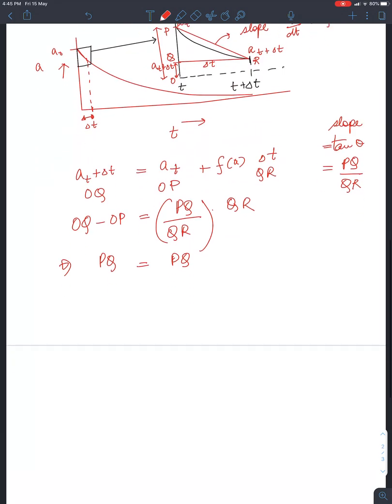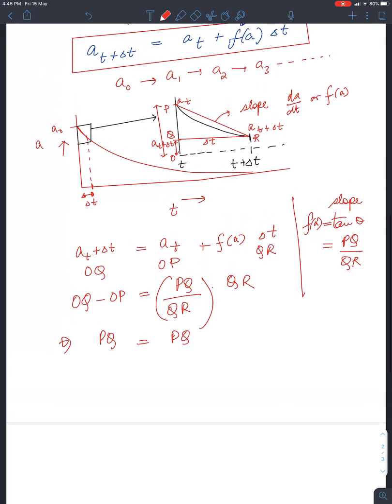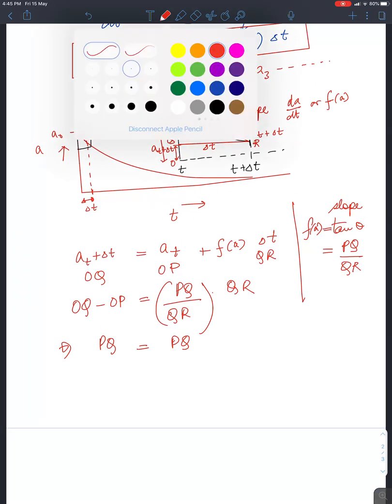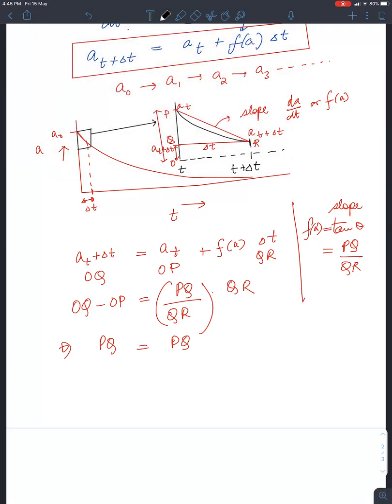So you realize, right? Why are we writing this definition? A(t + delta t) is equal to A(t) plus f(A) into delta t, because f(A) is the slope, which is equal to tan theta, or PQ by QR. Now the only problem here that you see is, this is the line that I am numerically getting, and this is the exact value.